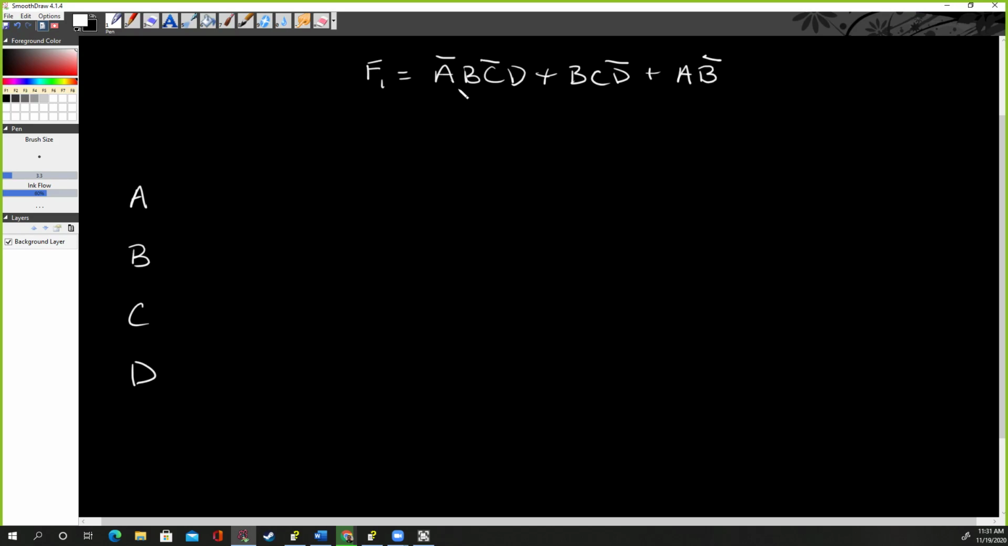Here we go. A, B, C, D. So I have a not A. Remember, this is not A right here, right? I need a B. So this wire is B. I need a C. No, I need a not C. So this is a not C. And then a D. I need a D.